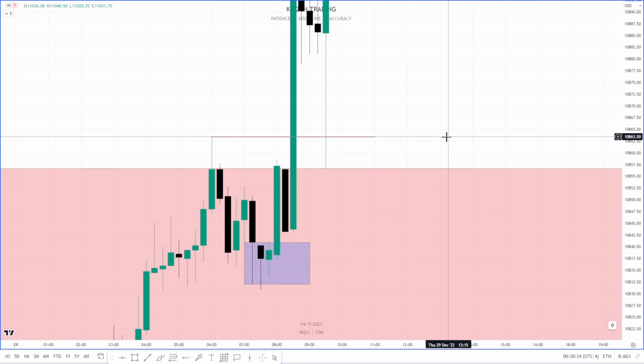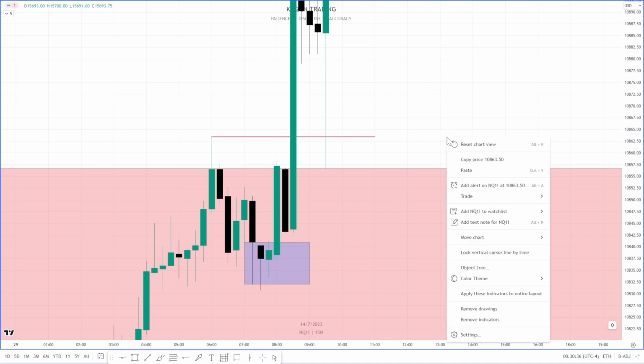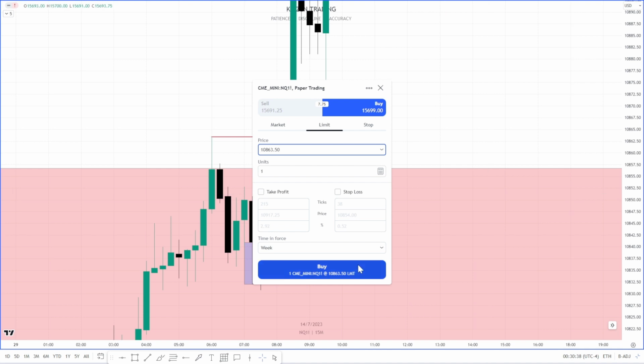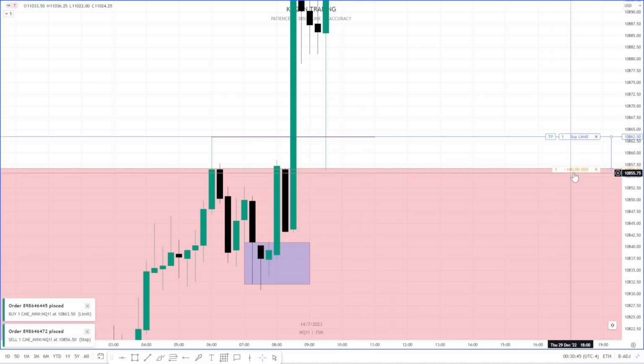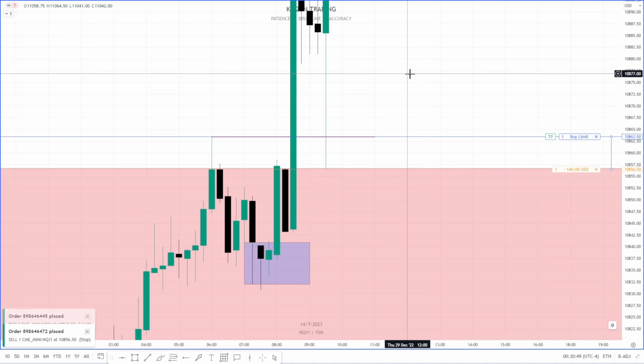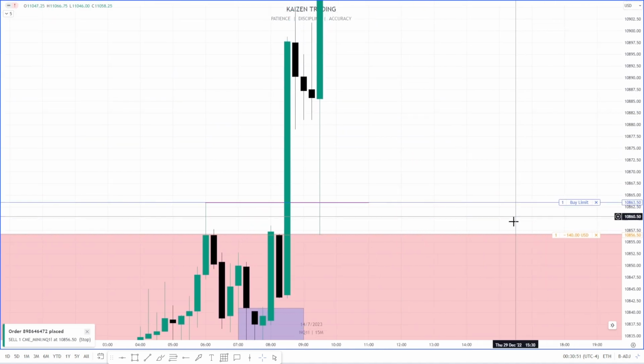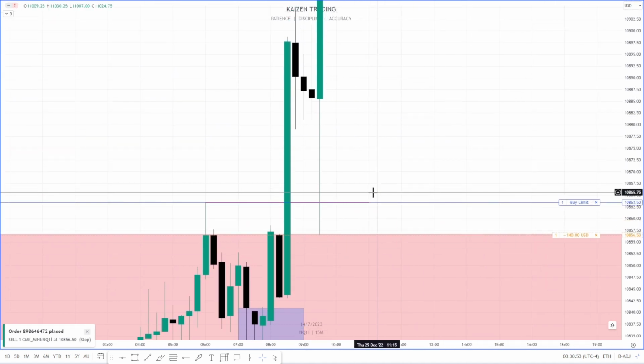So let's just look at what kind of drawdown we would take by taking that. Okay, so if we bought one contract, our drawdown would have been $140. Okay, so that's how much drawdown you would have incurred before price ran away.